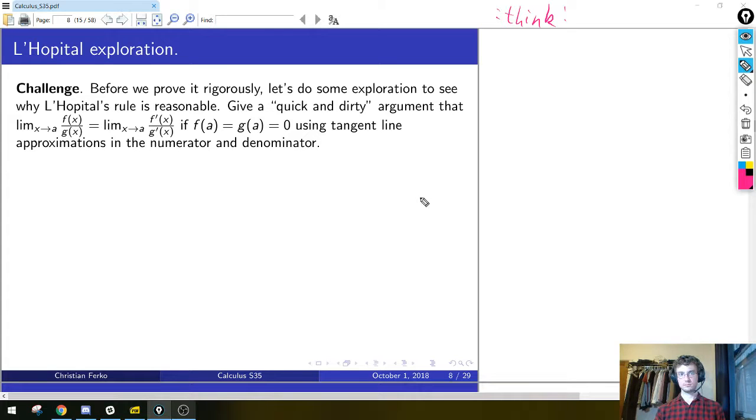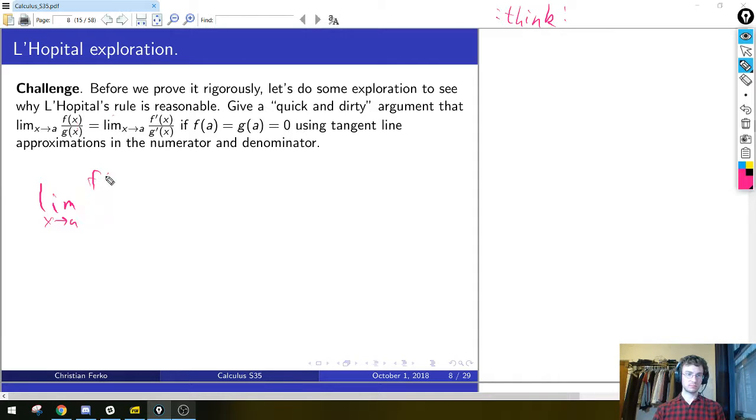So it would seem that you suggest simply taking the approximation of f of x on its own. Well, I think we should do both. So you should tangent line approximate both f and g. Yeah, that's good.